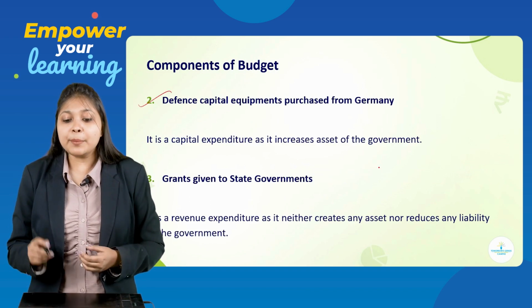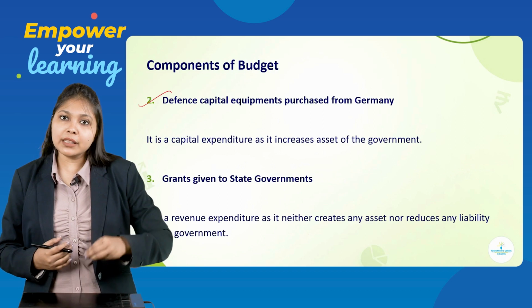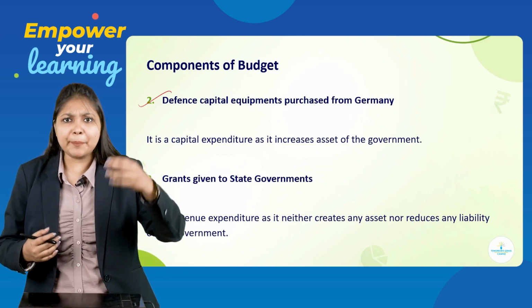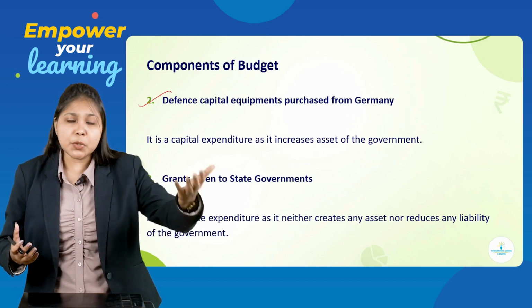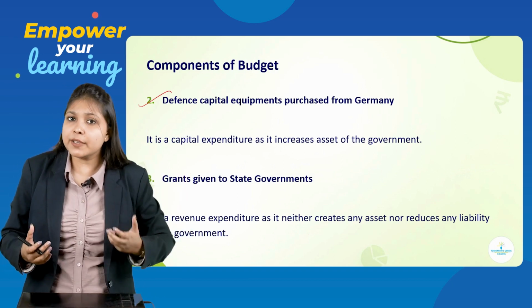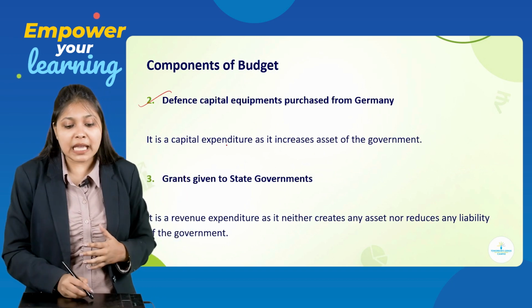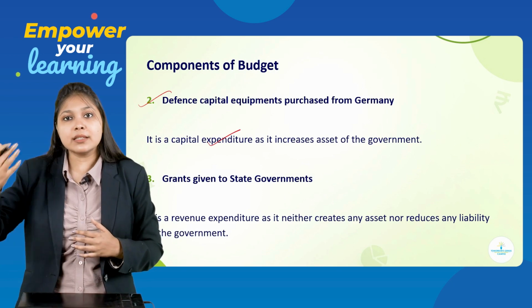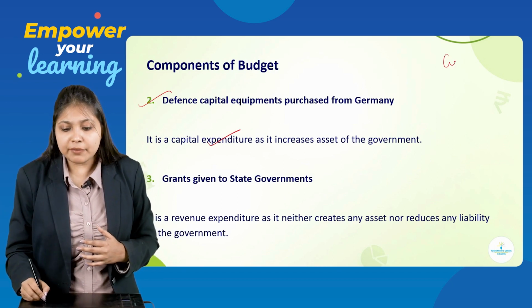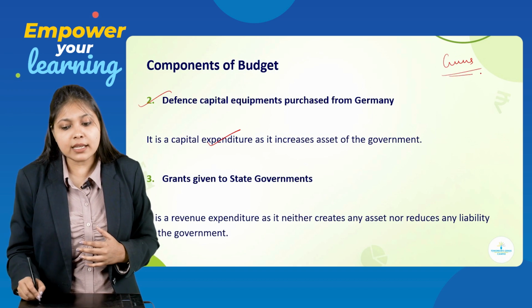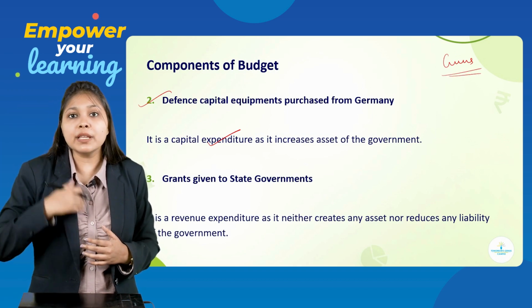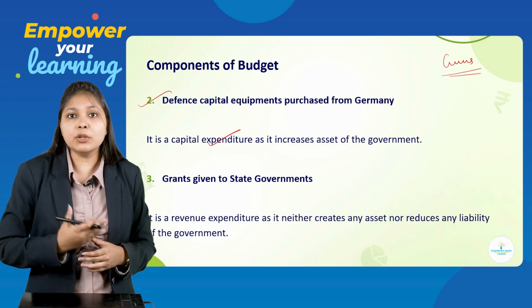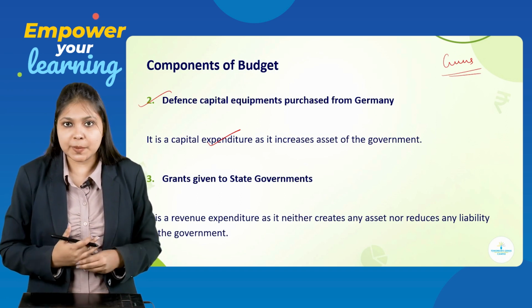Defense capital requirements purchased from Germany. Now, we need some capital items, guns, bombs or anything like that, which India is purchasing from Germany. Which kind of expense is this? It is going to be a capital expenditure as it is increasing the assets of the government. For example, we are purchasing guns. Guns are an asset, so it is going to increase the assets of our country. When there is an asset creation, those kinds of expenses are called capital expenditure.